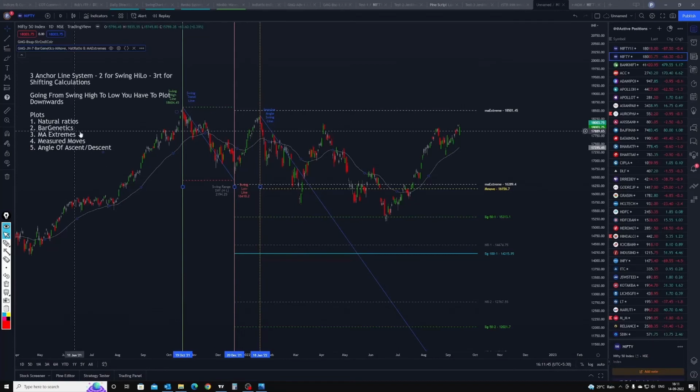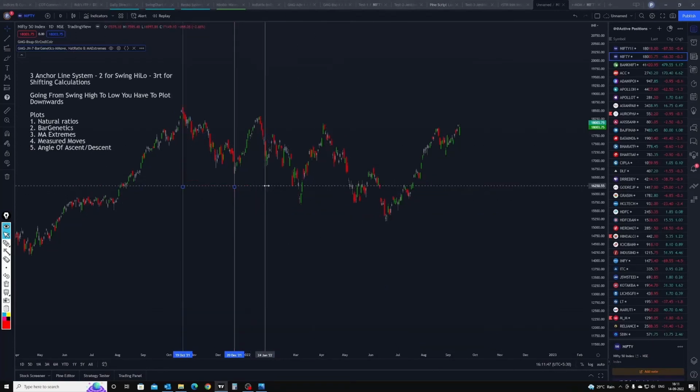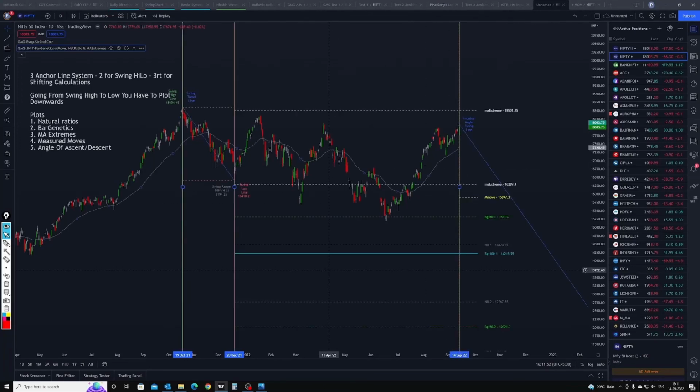The first one is moving average extreme. So if I place this third anchor line on the last bar, this is telling me this is the maximum move that is possible on this day. If the price moves up to this point, then on this day, it has reached the extreme end.